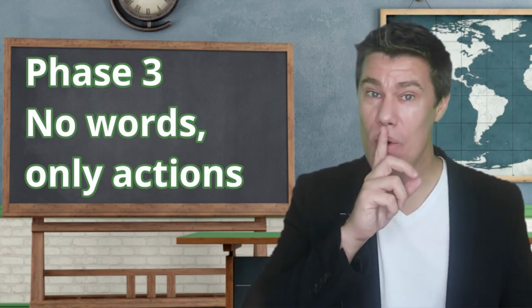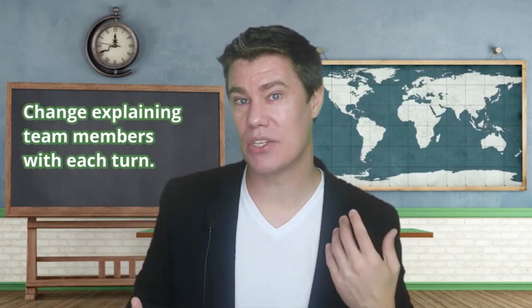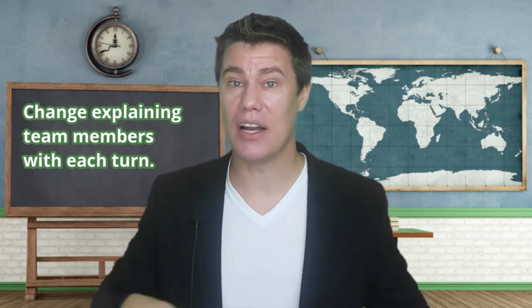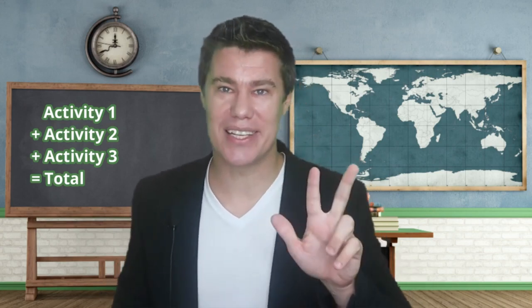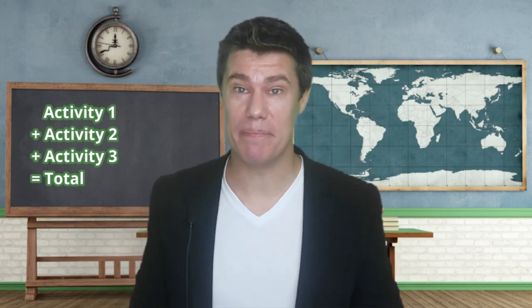Phase 3. One member from each group has to explain the slips from the bowl, but only use actions, no words. Each team gets 1 minute and they continue until all the slips are taken. At the end of the activity, tally up the scores from all 3 phases to find the winning team.